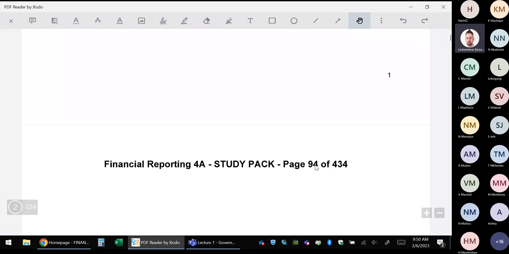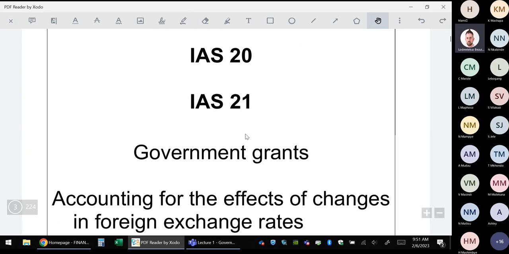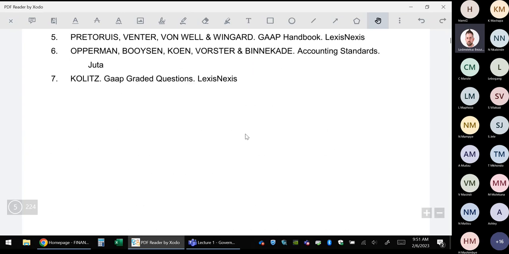All right. So don't look at number 1 that you have there. That is just the page number of the original document. And I didn't take that out because I combined everything together. We only look at those page numbers that we have in the study pack. All right. So government grants.